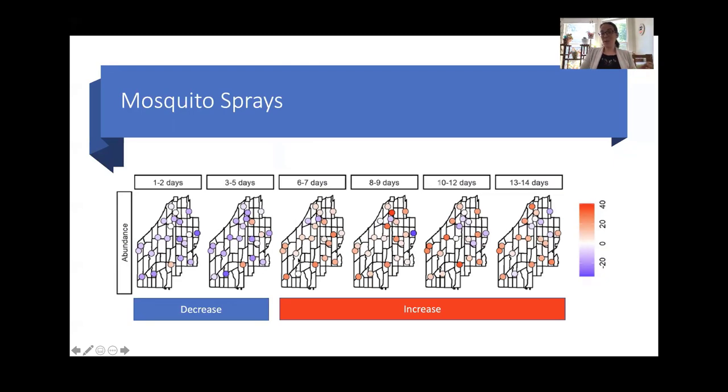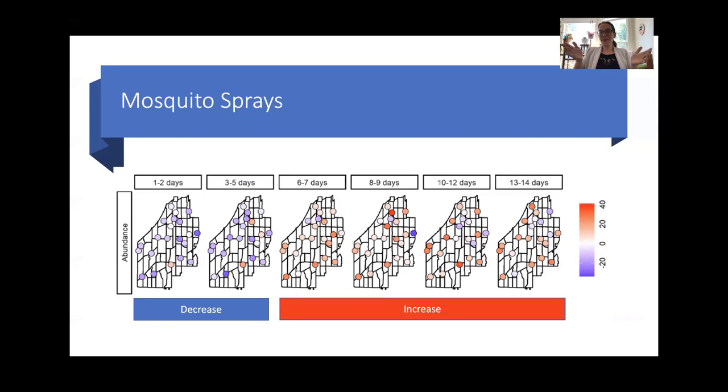But once you hit a week after the spray, it's not just back to normal, it's actually increased from normal. It might sound counterintuitive, but it's actually what the people on the ground had reported to us that they think happens, that we see a bounce back. We spray, we knock down all the mosquitoes, and then all of the larvae hatch and we get more mosquitoes than we had before we sprayed. And that increase actually lasts for 1 to 2 weeks after the spray.